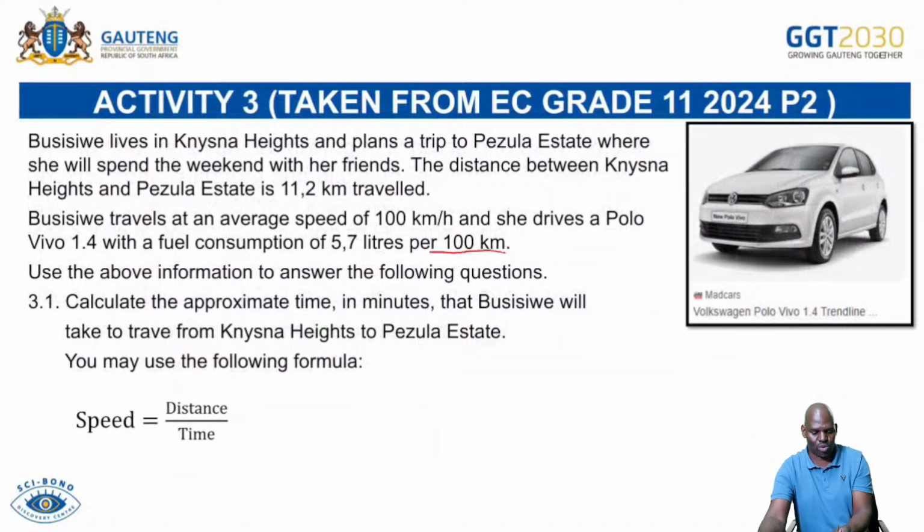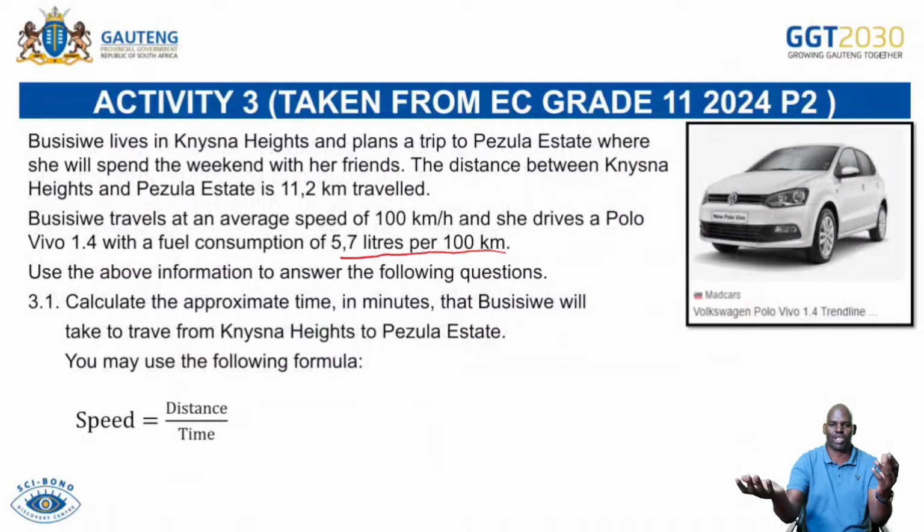So the fuel consumption in this case means the car needs 5.7 liters for every 100 kilometers. If you have to travel a distance of 100 kilometers, you will need 5.7 liters. So it's very reasonable with fuel consumption.